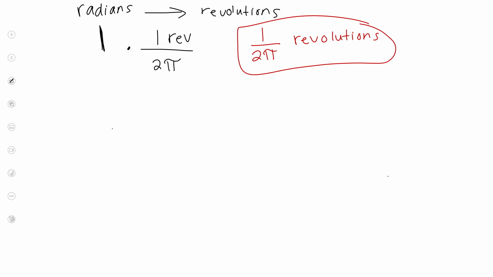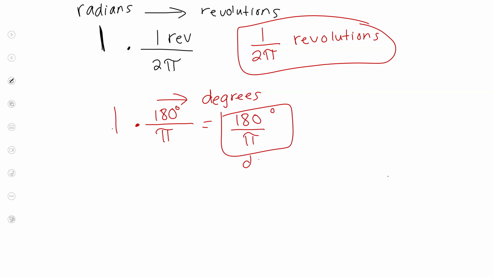If I have 1 radian and I want to go to degrees, then this will be 180 degrees over pi, which is just 180 over pi. So this is your answer in degrees. This was in radians.